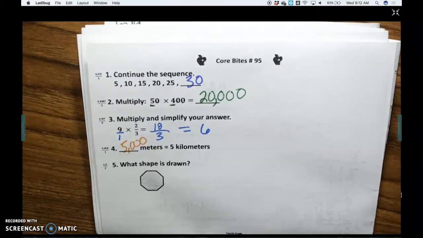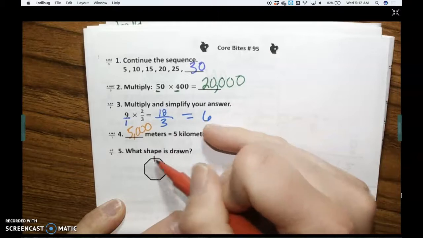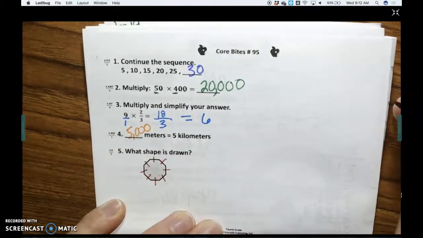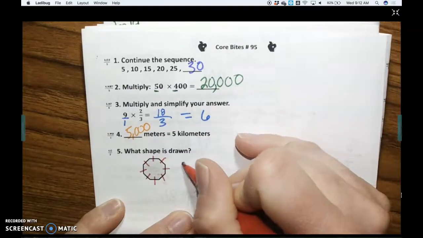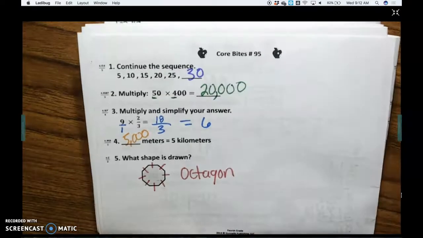And then for the last one, what shape is drawn? So you need to count your sides. 1, 2, 3, 4, 5, 6, 7, 8. So think of the ocean with an octopus, right? How many tentacles would it have? It would have 8. So this is an octagon. It has 8 sides.